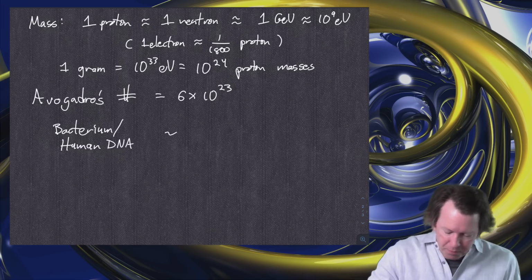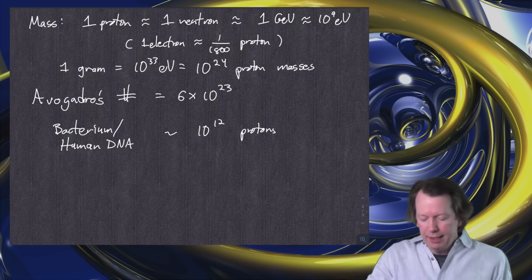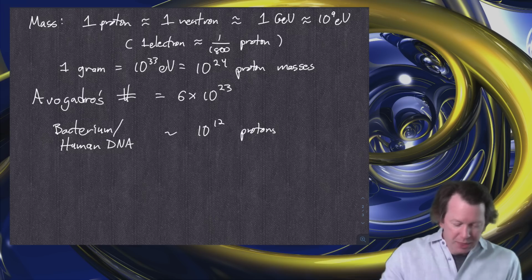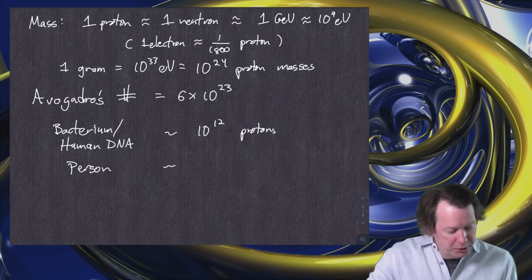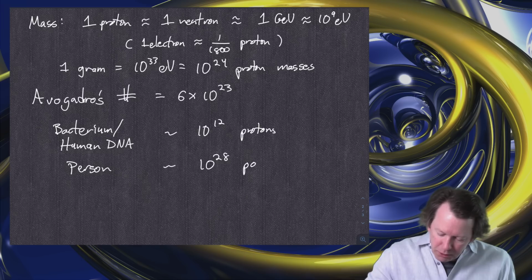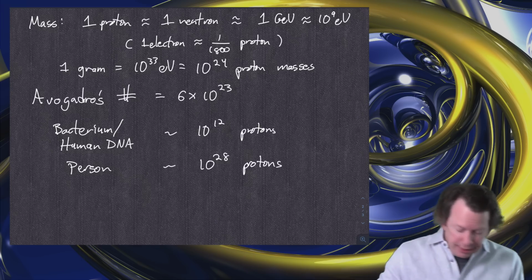It is about 10 to the 12 protons. Nowhere near Avogadro's number, which is just a reflection of the fact that a bacterium or a DNA is much smaller than a gram. That's not surprising. A person has about 10 to the 28 protons. Most of us are more than 1 gram, sadly.